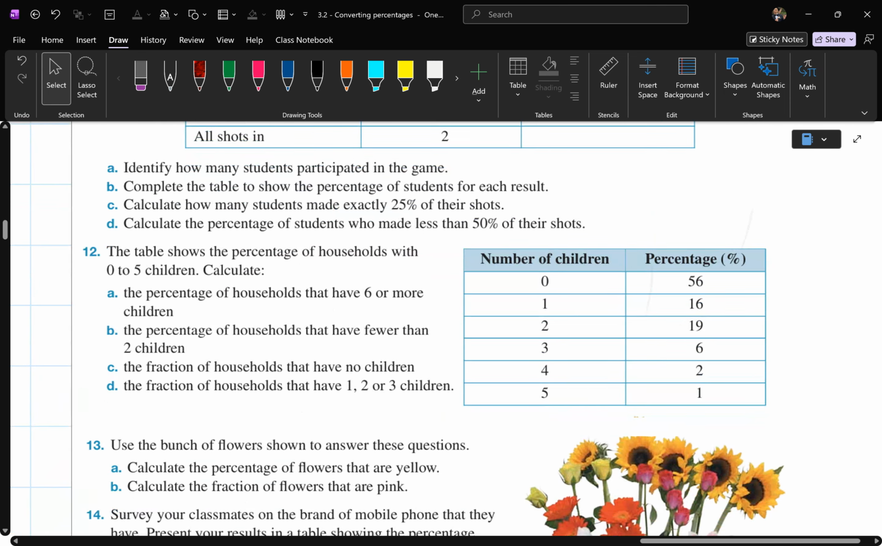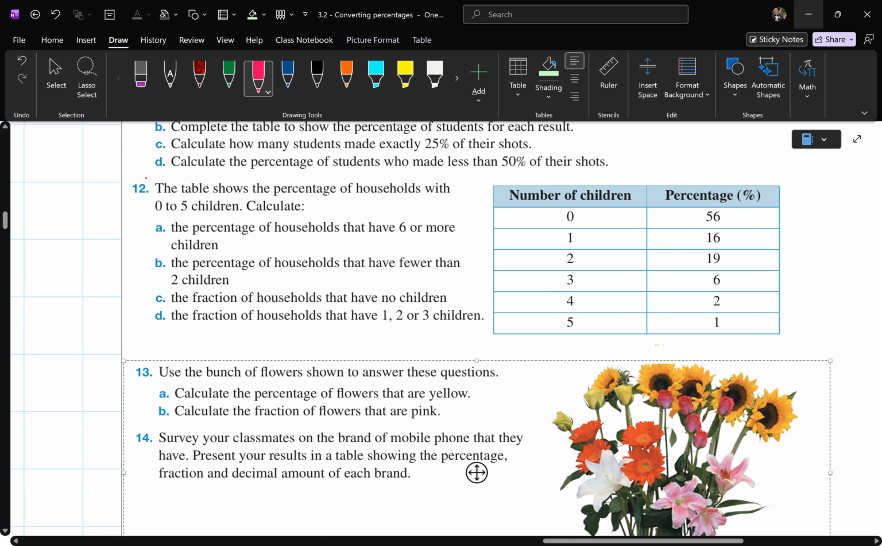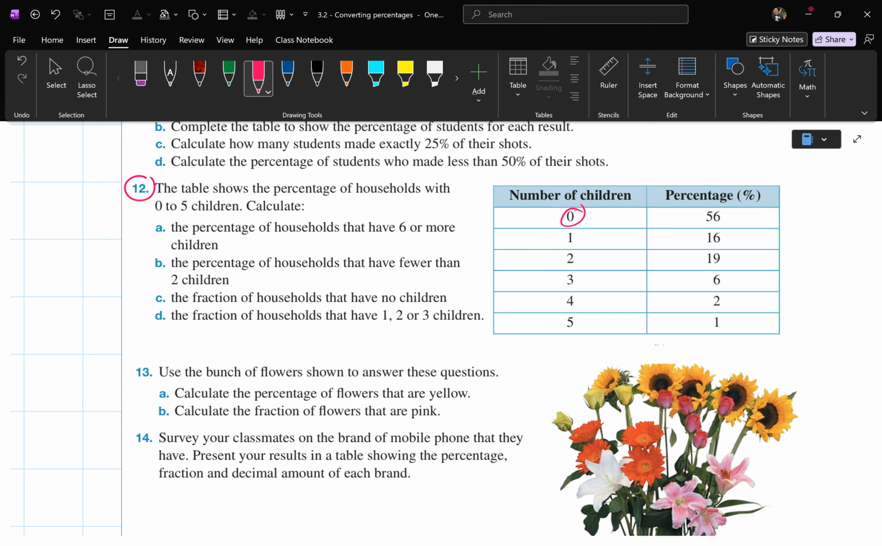Let's do 12. All right, question 12. The table shows the percentage of households with 0 to 5 children. So we've got 0 children, 1 child, 2 children, 3 children, 4 children, 5 children. So there's a number of kids. 56% have no kids, 16% have 1, 19% have 2, 6% have 3, and so forth. I'm just reading the table.